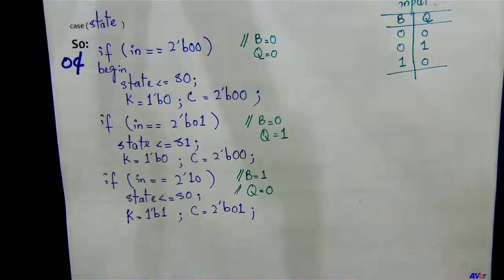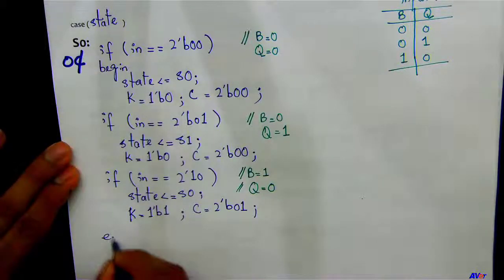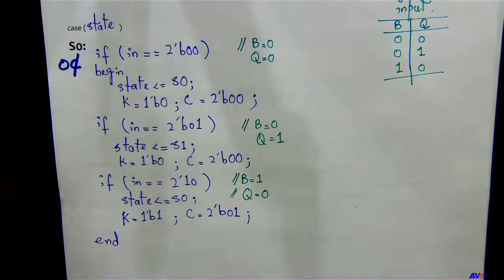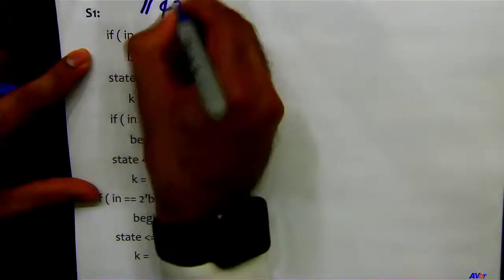Are all the possible combinations done for S0 here? Done, right? So because we had a begin here, excuse me, I'll just say end here. Okay, now moving on to the next page. I already have it partially filled. Now we are doing it for S1, and we know S1 is 25 cents.